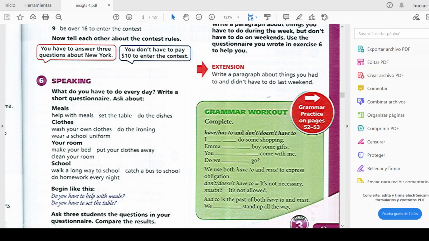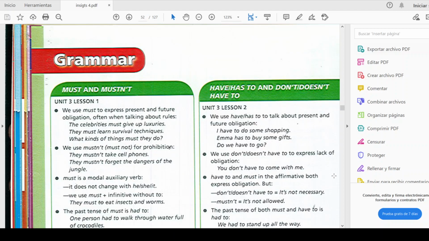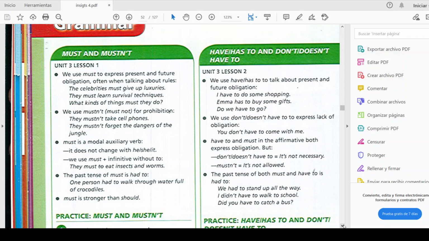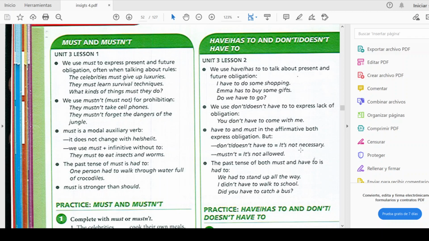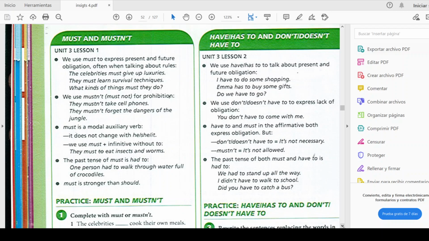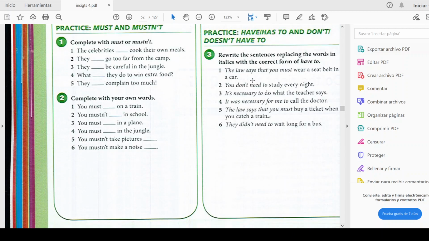Page 52. As you can see on page 52, you have a kind of mini summary about the use of have to and has to. So read it, and according to that summary, you are going to do this practice, exercise 3. You are going to rewrite the sentences replacing the words in italics with the correct form of have to.